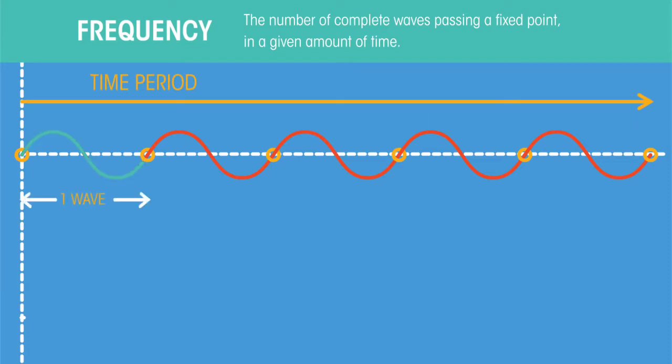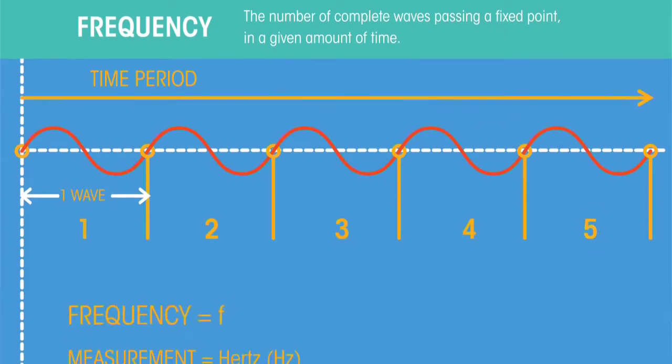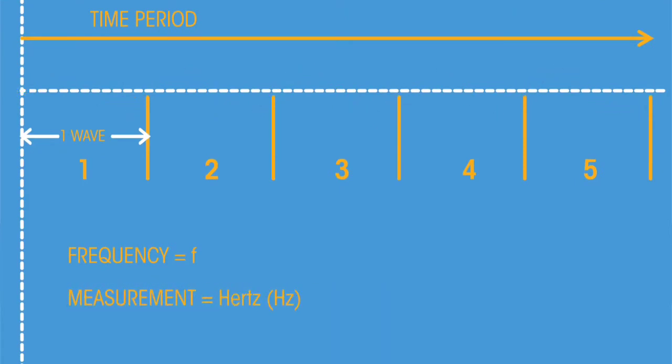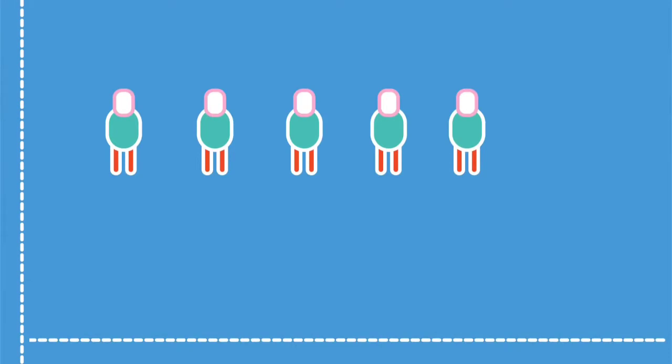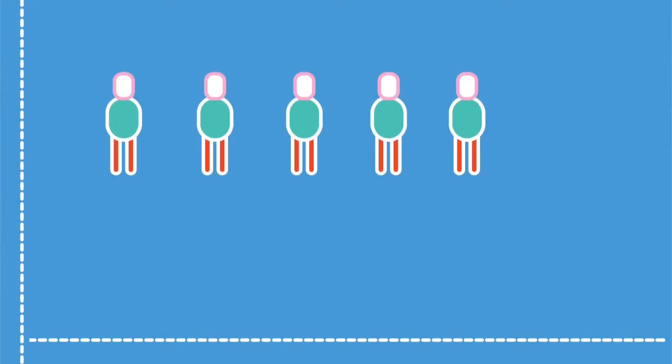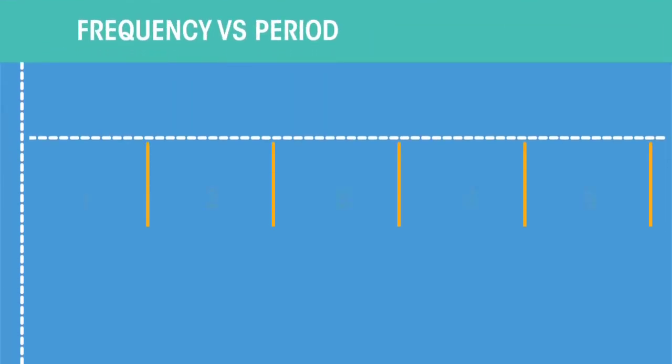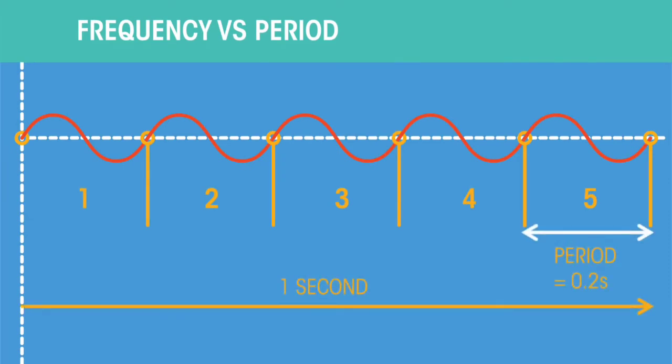This is what one complete wave looks like. So if this was our time period, the frequency would be 5. Frequency is given the symbol f and is measured in units called hertz. Hertz measure how many complete cycles per second. So how many people in our Mexican wave stand up every second? The frequency and period are often confused. The frequency refers to how often something happens, whereas the period refers to the time it takes to happen.